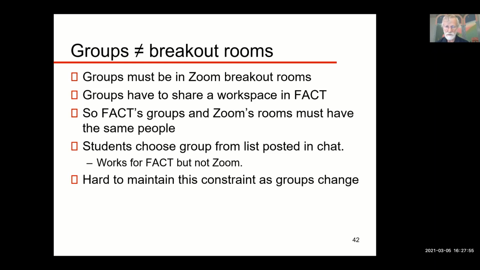Now, we did this by posting the group list in chat, and I showed you the teacher doing that in the preceding screen. And then the students would look at the chat and say, oh, I'm in group 2, and then they would enter that into FACT, and then you would think that they would just select breakout room 2 when the teacher enabled breakout rooms, because Zoom will allow the participants to go to any room they want. However, once you've enabled that, the students can go to any room they want afterwards, so they can travel among rooms, and the teachers did not want that.